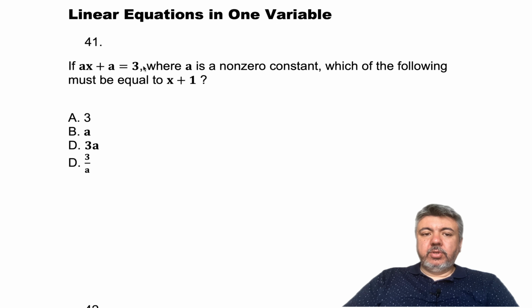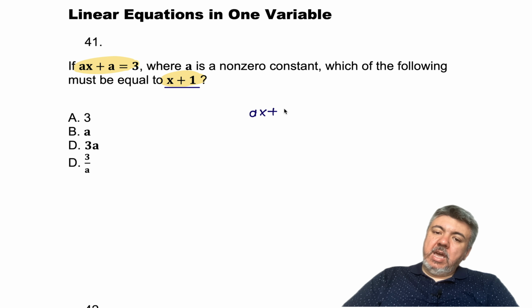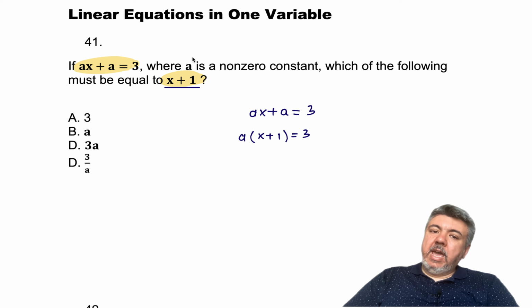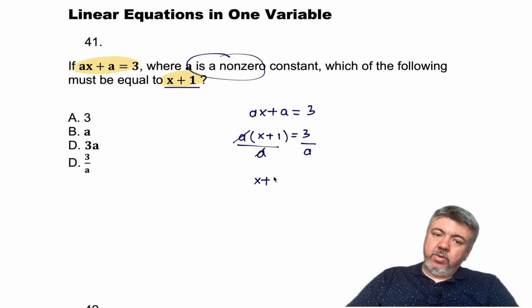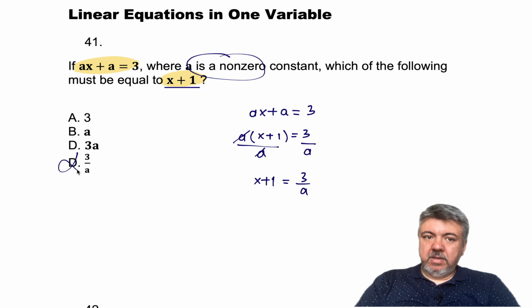ax plus a equals 3, where a is a non-zero constant. Which of the following must be equal to x plus 1? The idea here, we should obtain some x plus 1 out of this thing. ax plus a equals 3. Let's do a parenthesis: a times (x plus 1) equals 3. a is non-zero, so I can divide both sides by a. These a's cancel, x plus 1 on the left, 3 over a on the right. That's my answer. I will accept it.